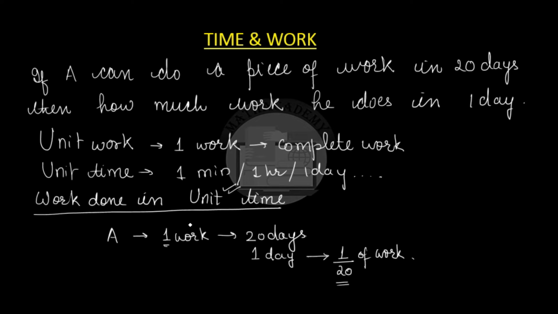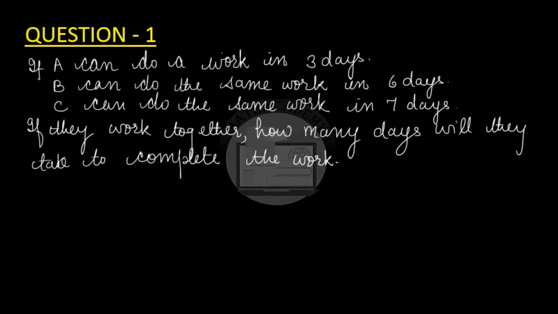Now, whenever we have to find the work done in unit time, it's very easy. Whatever is the total time given to complete one work, you just reciprocate that and you get the amount of work that's done in a unit time. So, how much work does he do in 1 day? He does 1 by 20th of the work. So, I hope this much is clear. Now let us go to the next example.